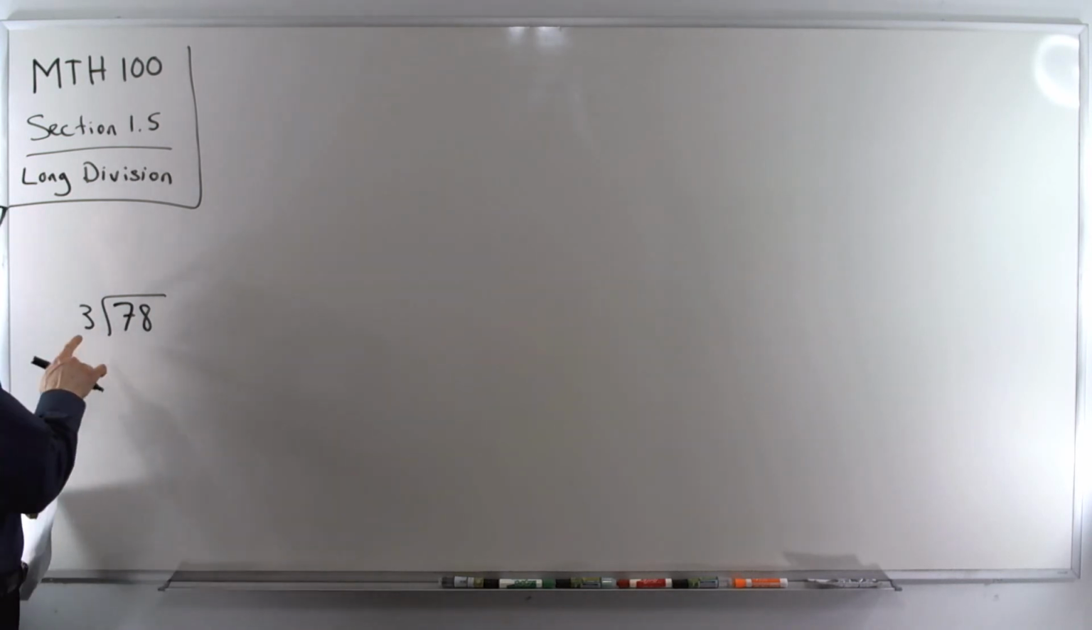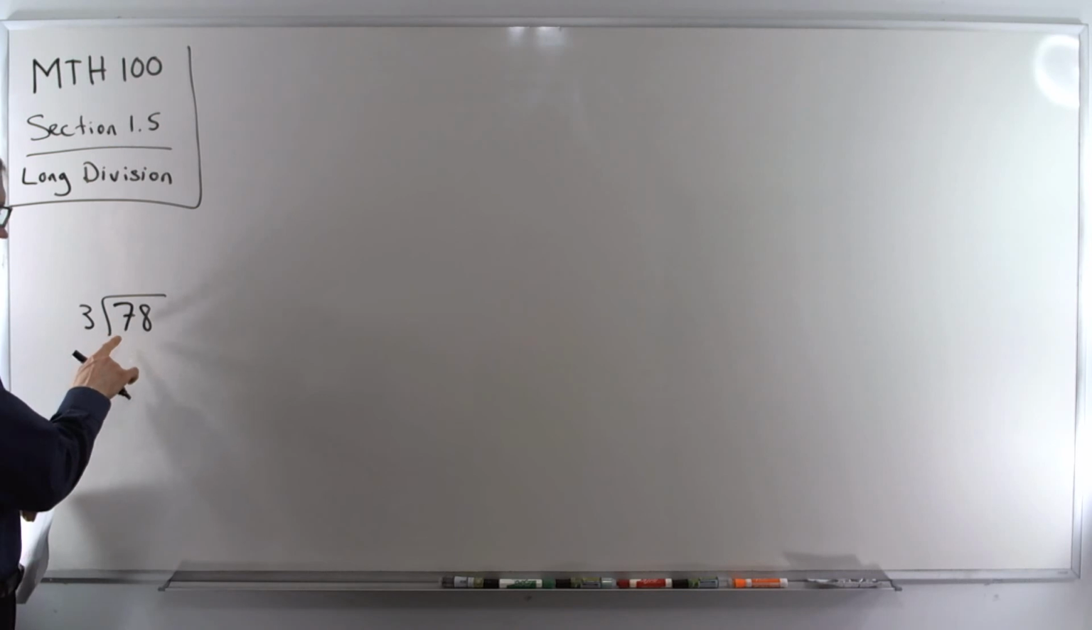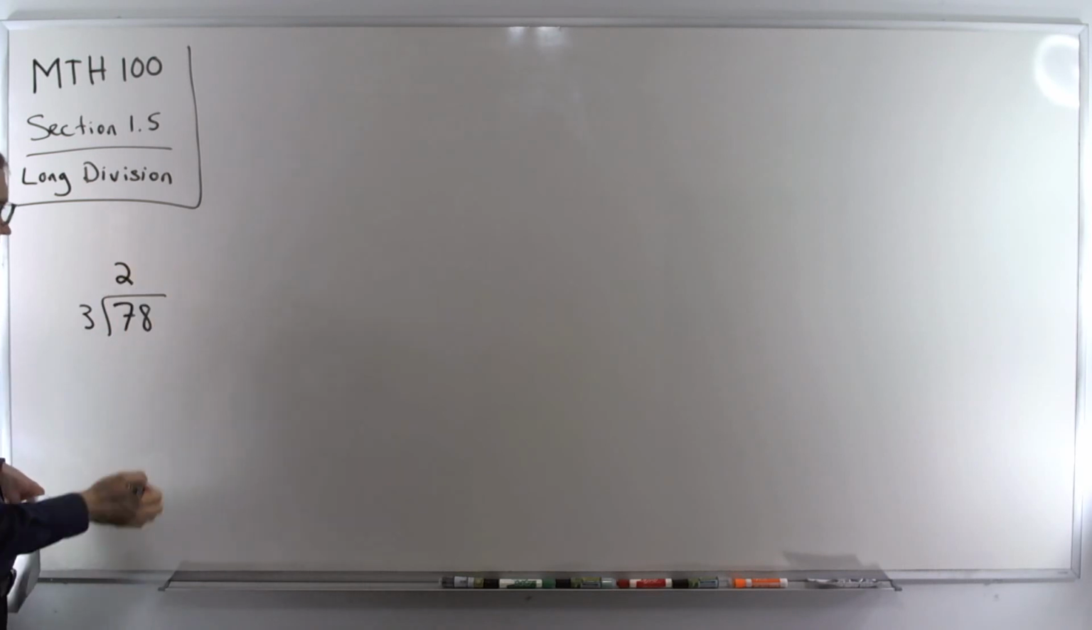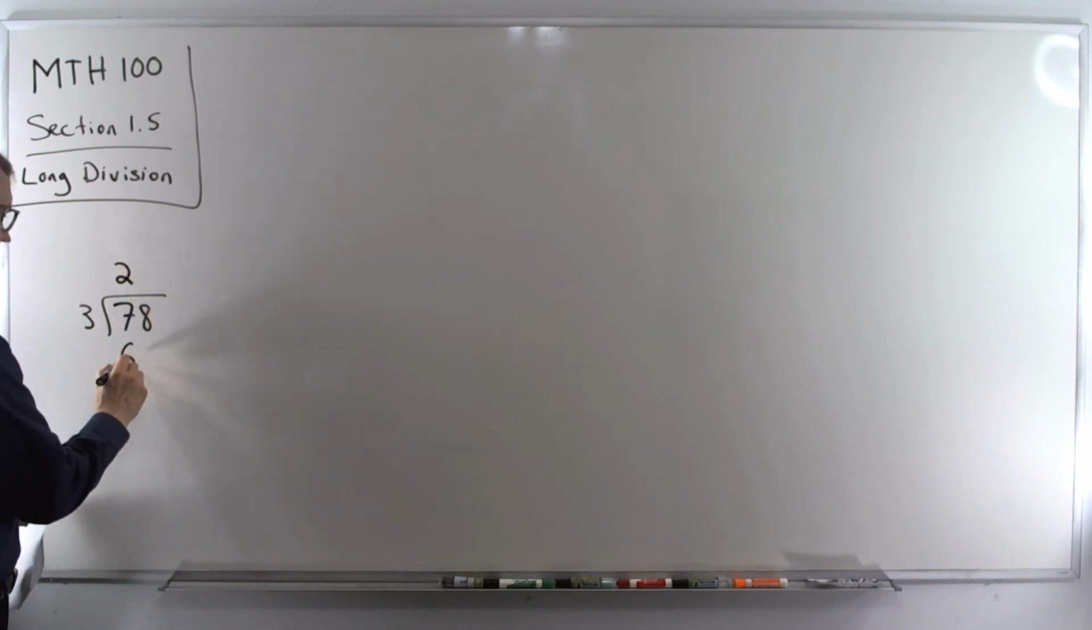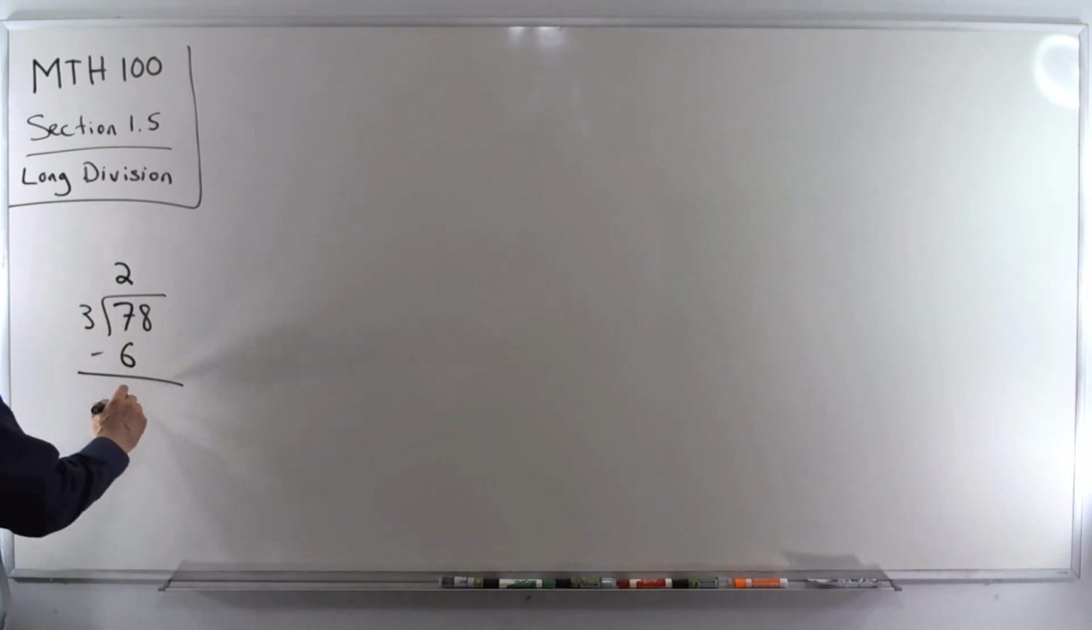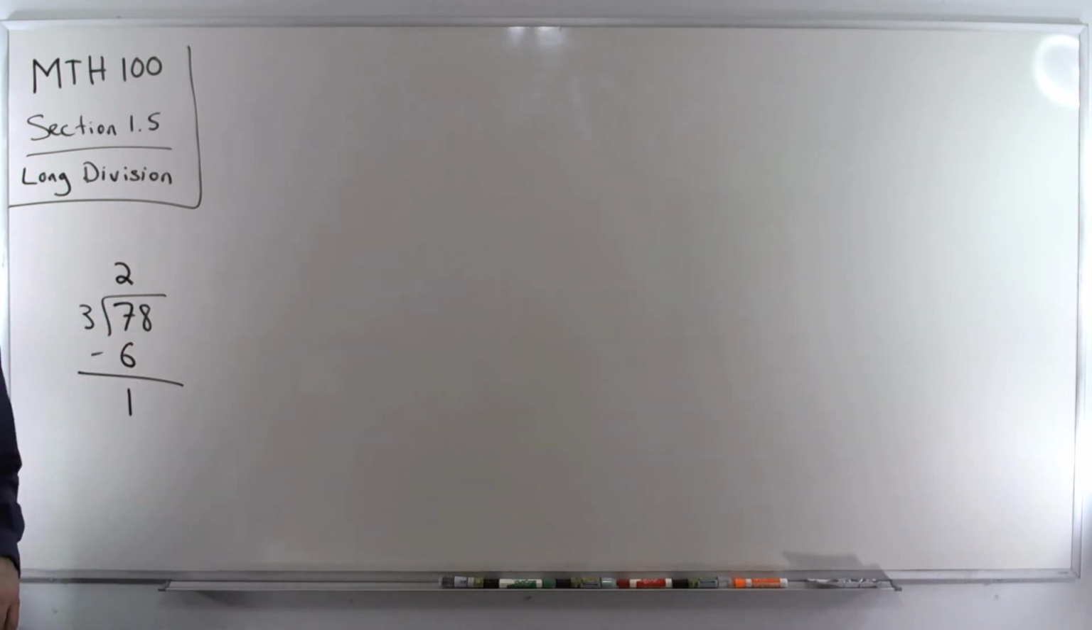So we can do 3 times 1 is 3, 3 times 2 is 6, 3 times 3 is 9. 9 goes over, so we're going to do the 6. So we're going to multiply by 2. 2 times 3 gives us 6. And that's the largest number less than or equal to 7. Now we subtract. 7 minus 6 is 1. And that's the end of the first cycle.